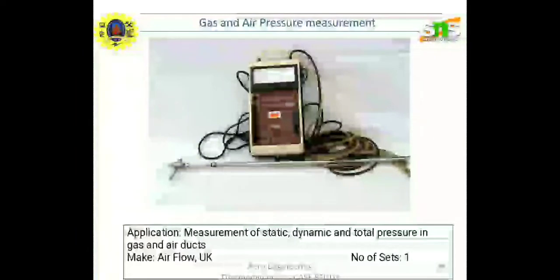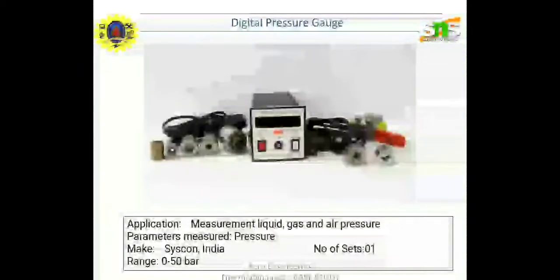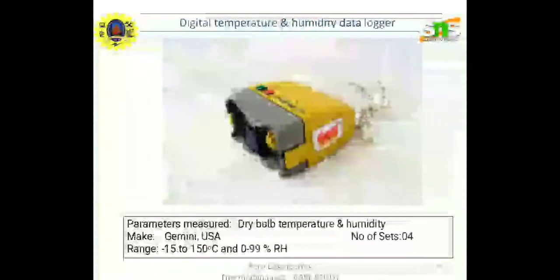It's a leak detector, for air leakage. It's the digital pressure gauge. Application is measurement of liquid, gas and air pressure. Then pressure and vacuum gauges are used for measurement of pressure. The range is 0 to 21 kg per centimeter square.